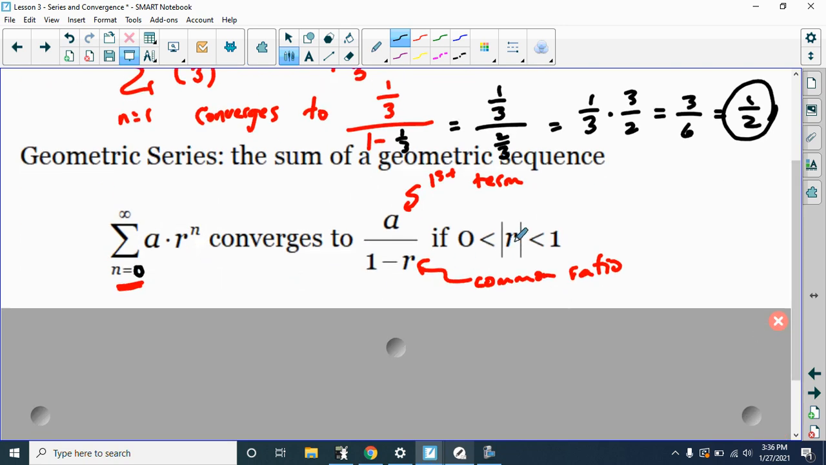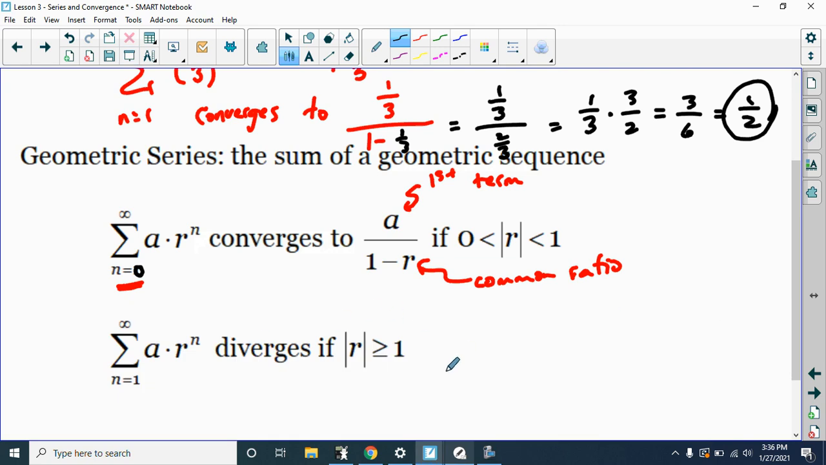So it converges if the absolute value of R is between 0 and 1. It diverges if the common ratio is greater than or equal to 1.